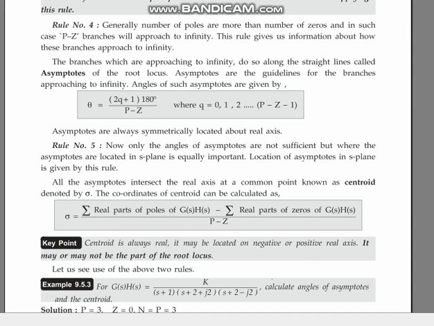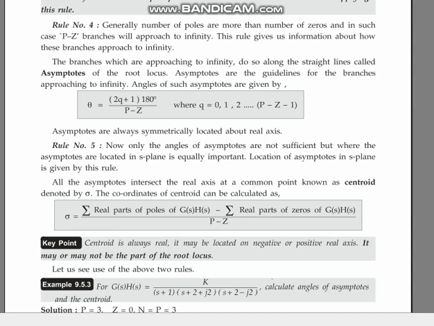All the asymptotes intersect the real axis at a common point called the centroid, denoted by sigma. The coordinates of this centroid are calculated as sigma equals the summation of real parts of the poles of G(s)H(s) minus the summation of real parts of the zeros of G(s)H(s), whole divided by p minus z. The key point is that the centroid is always real. It may be located on the negative or positive real axis. It may or may not be a part of the root locus. That is very important.